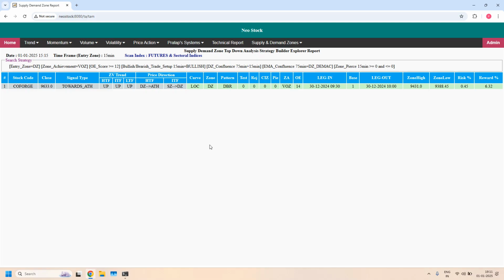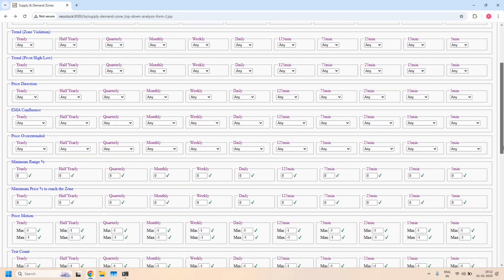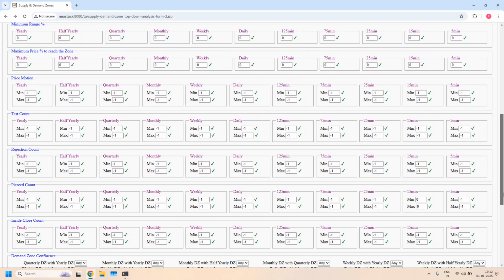Even more high probability trade setup supported stock. Okay, next let us filter based on LTF, ITF and HTF demand zone confluence. So I am removing this ITF EMA confluence. In the demand zone confluence, we should set 3 filters.